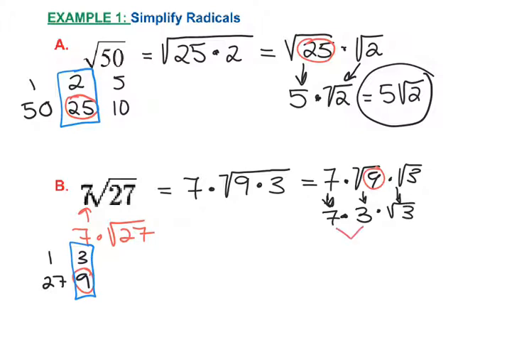So now we can combine these numbers on the outside. That's 21 times the square root of 3. So our most simplified form of 7 times the square root of 27 is 21 times the square root of 3.